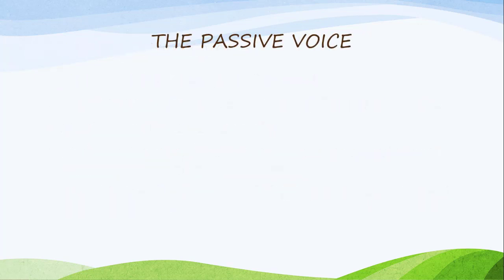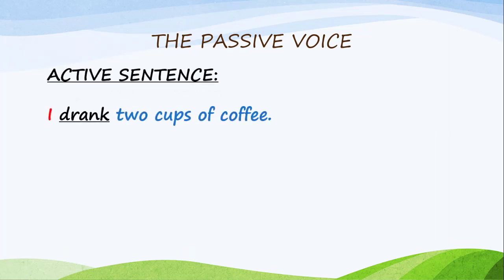Now, just to refresh your knowledge about passive voice and active voice. An active sentence like, as you can see from the screen, I drank 2 cups of coffee, has the subject first, the person or thing that does the verb, followed by the verb, and finally the object, the person or things that the action happens to. So in this example, the subject is I, the verb is drank, and the object is 2 cups of coffee.